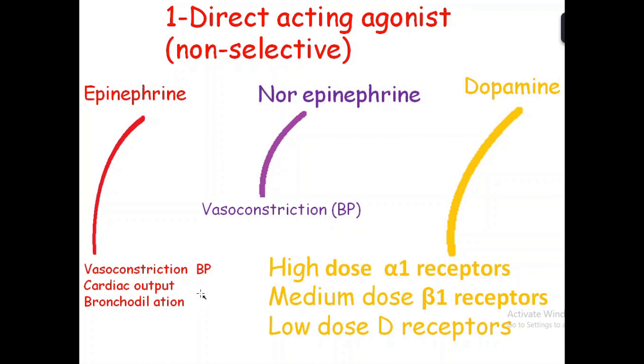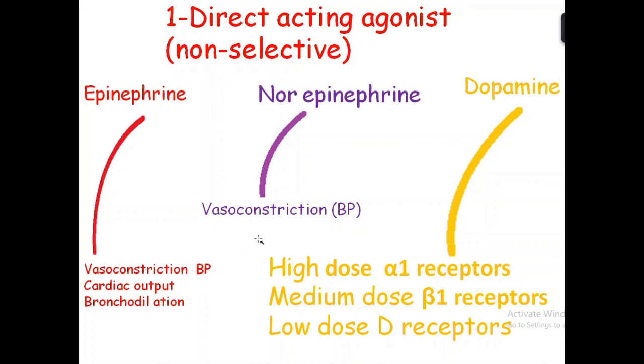Activation of cardiac beta-1 receptors leads to increased cardiac output, which is why epinephrine is also used to restore cardiac function in patients experiencing cardiac arrest. Lastly, activation of beta-2 receptors in lungs leads to bronchodilation, which is why epinephrine is sometimes used for emergency treatment of respiratory conditions.